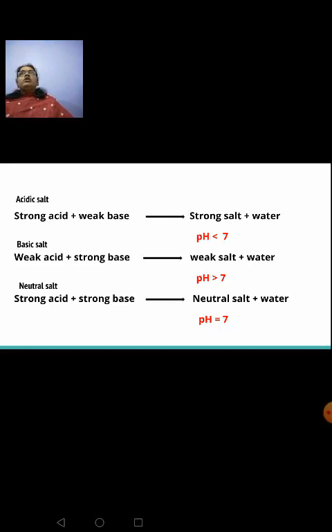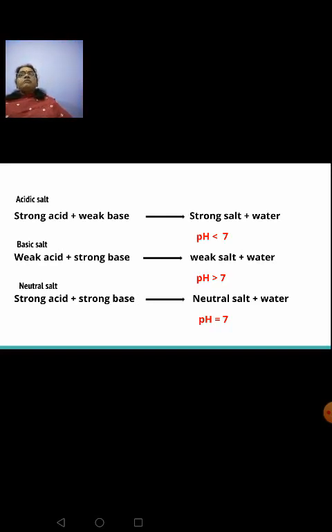Okay. Neutral salt, reaction between both acid and base should be of equal strength. A strong acid and a strong base results in the formation of neutral salt whose pH will be equal to 7. So your sodium chloride can be given as an example. In that, the strong acid is your hydrochloric acid and your strong base is your sodium hydroxide. Even your copper sulfate can be given as an example for your acidic salt.